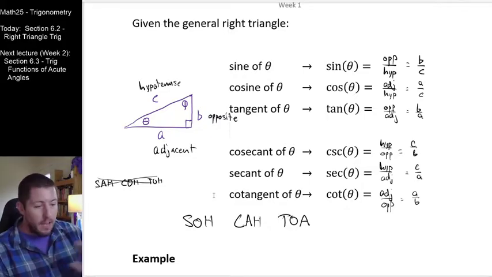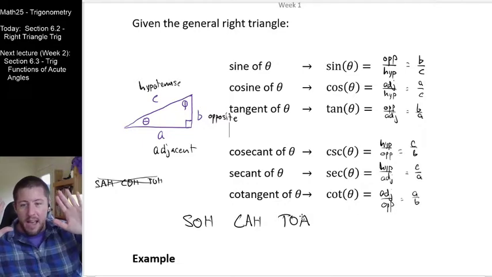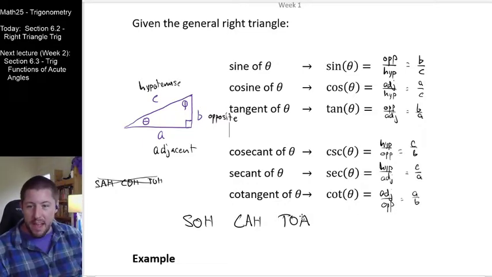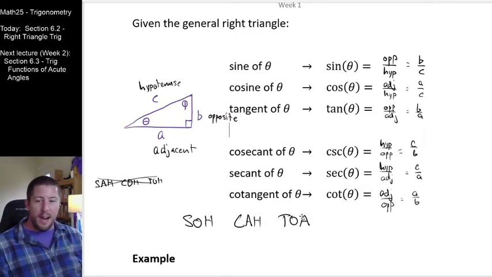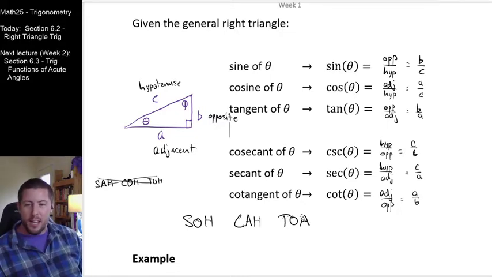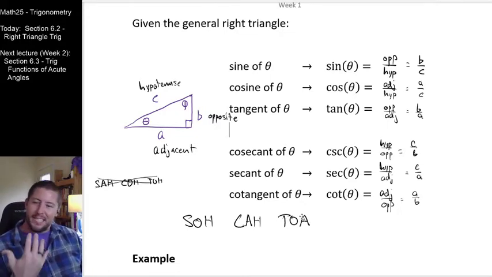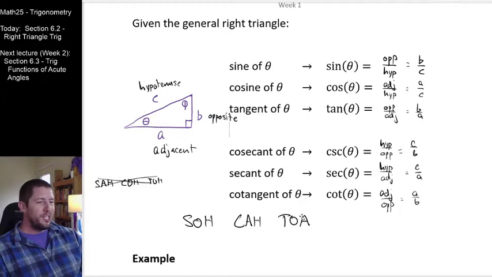You ready for this? Some old hippie caught another hippie tripping on acid. That's what Wikipedia told me. I am absolving myself of all responsibility for that. I dare you to try and forget that, right? So SOHCAHTOA, don't misspell that guy. It's going to help you remember all of your trig relationships.